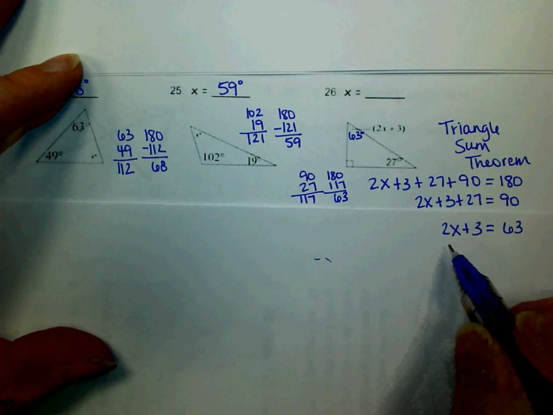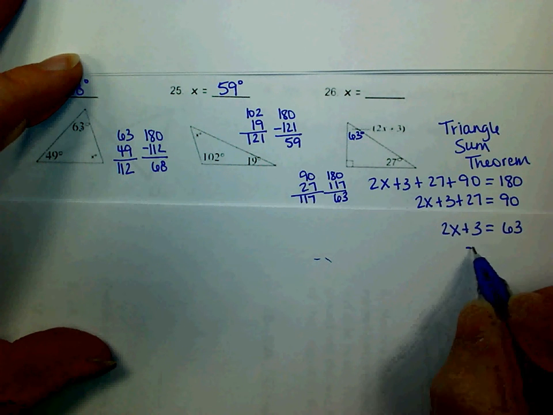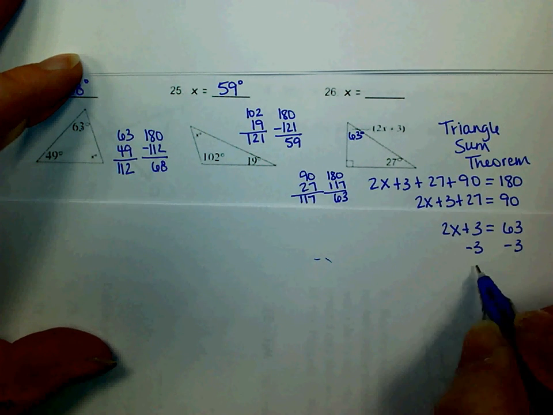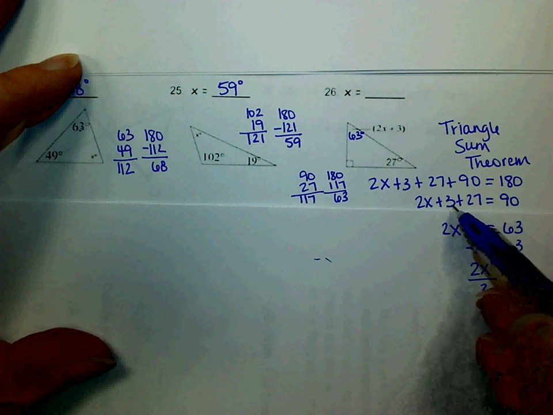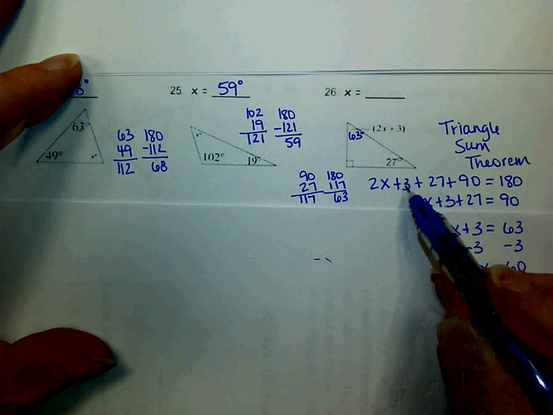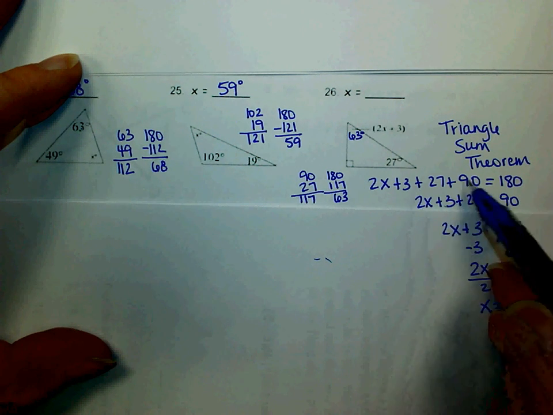So solving for x on this easiest one would be subtracting 3 from both sides, giving me 2x equals 60, and then dividing both sides by 2 gives me x equals 30. On these other two, you would simply have to combine your like terms, which are the constants, first, and then subtract that from each side before dividing by 2.